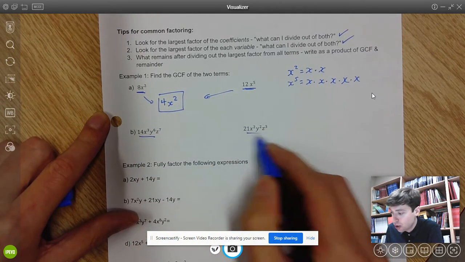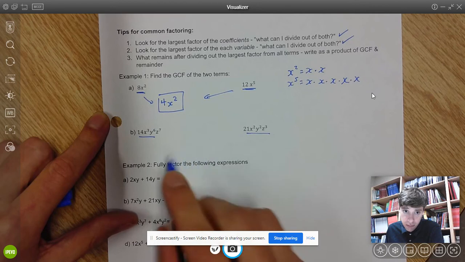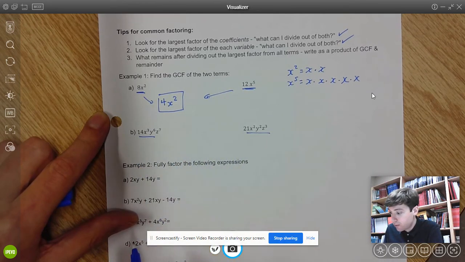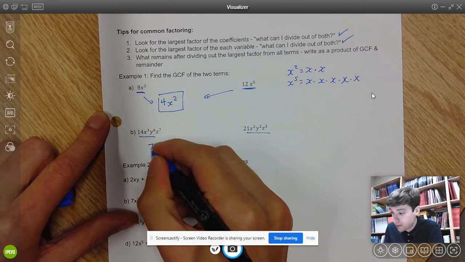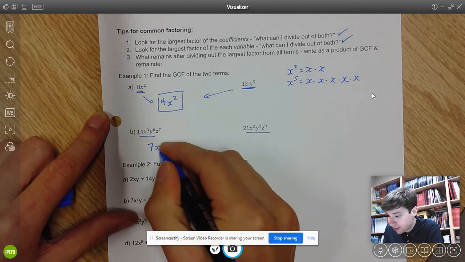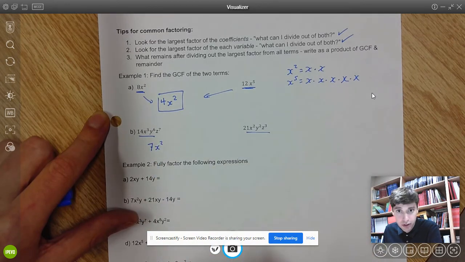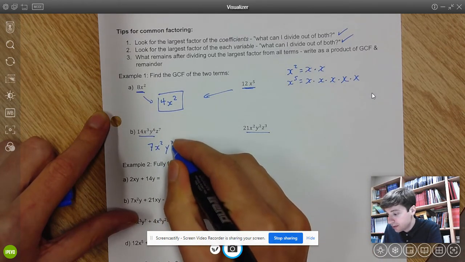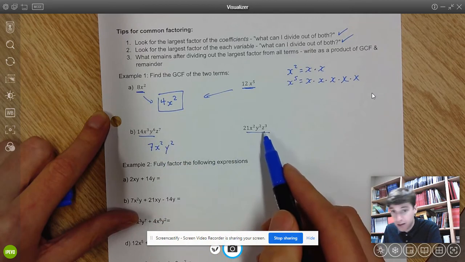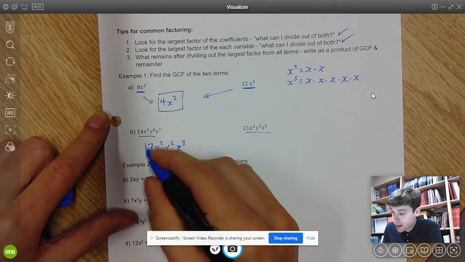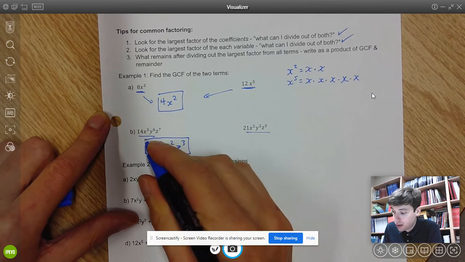Here I've got two, these are still just terms, right? They're not separated by a plus or a minus sign. I'm going to look at first the coefficient. What do 14 and 21 share? Well, they both are divisible by 7. X cubed and x squared, well, those share 2 x's. So it's essentially the smallest number of x's that they share. Y to the 6 and y squared, again, those share 2 y's. And then z to the 7 and z to the 3, those each have at least 3 z's. So my common factor is 7x squared y squared z cubed.